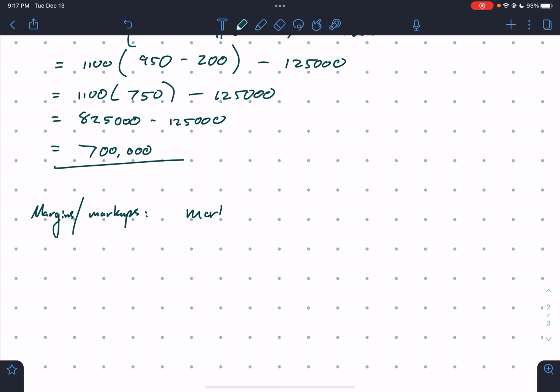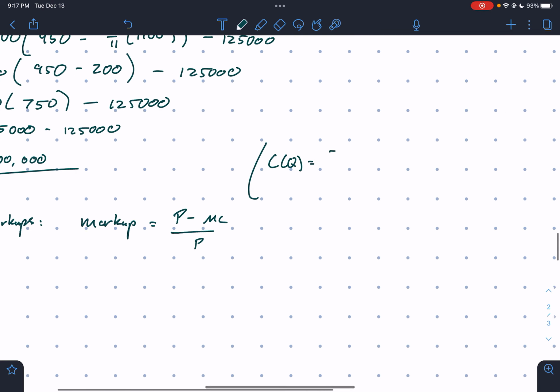So markups are given by the following formula. It's going to be the price minus the marginal cost divided by the price. Here, just to recall, the cost is 2 over 11 q squared plus 125,000. So the marginal cost, as a function of q, is going to be 4 over 11 times q.